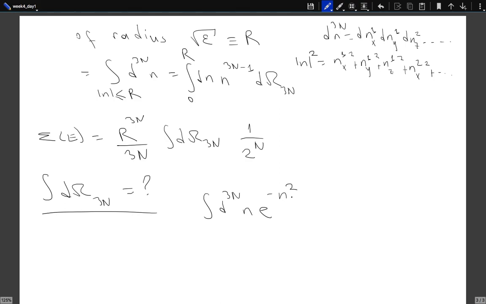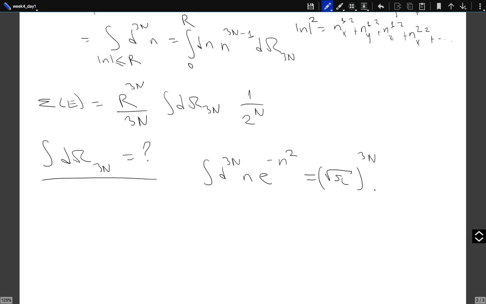Over all space, we already know the value of this integral, because this is nothing but 3n Gaussian integrals. Each Gaussian integral would give me a square root of pi, and there are 3n of them. Well, I can also try to evaluate exactly the same integral by going to spherical coordinates. In spherical coordinates, that integral becomes the integral dn n to the 3n minus 1 from 0 to infinity, d omega 3n, e to the power minus n squared.